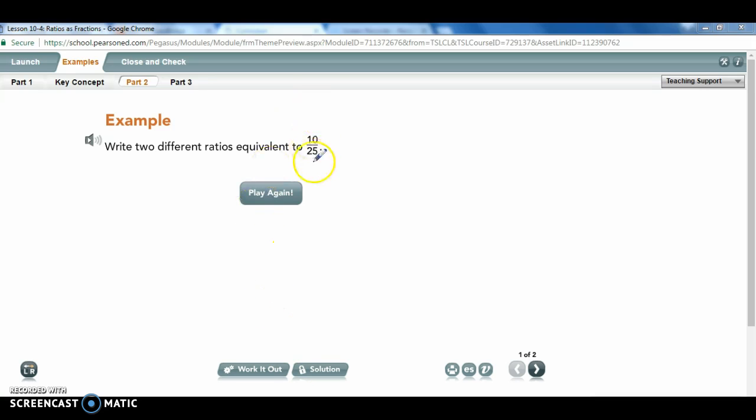So I know that 10 and 25 are both divisible by 5. So 10 divided by 5 is 2. 25 divided by 5 is 5. Which means that my equivalent fraction, 2/5, is also going to be an equivalent ratio of 10 to 25. I can do the same thing with this, and I can find equivalent fractions that go along with 2/5. I could multiply by 3 and say 2 times 3 is 6, 5 times 3 is 15.